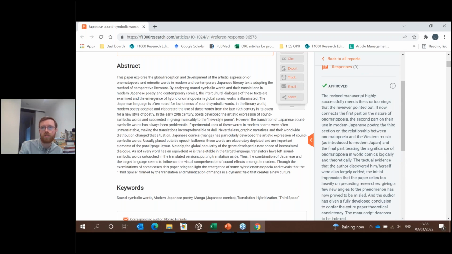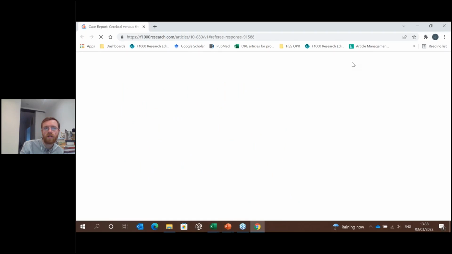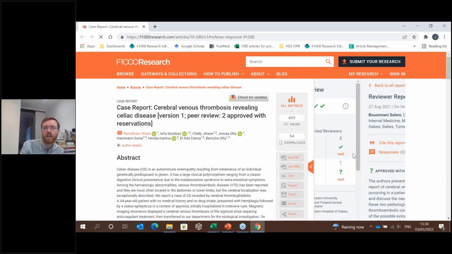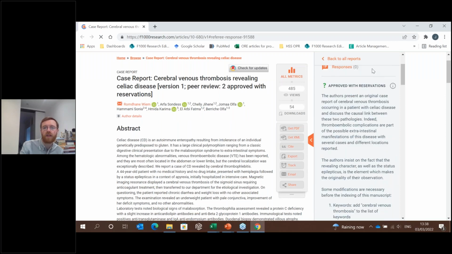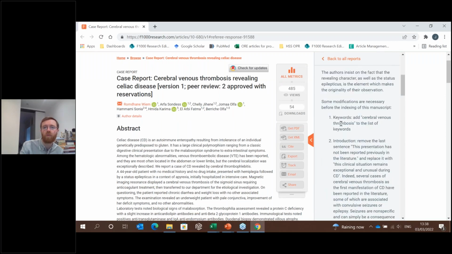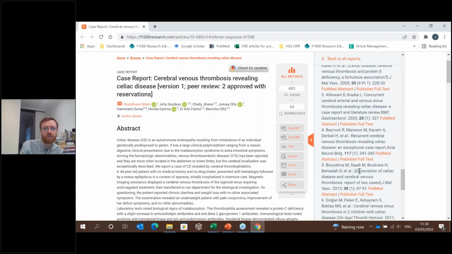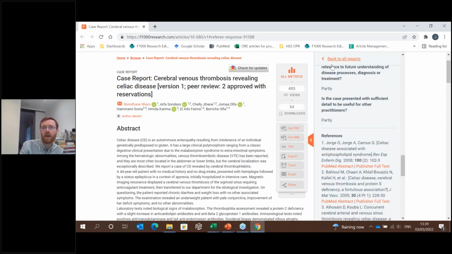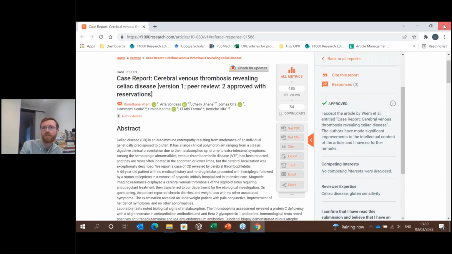We also, looking back, have an example here of a medical case report. And again, similar good scholarly practice here, where there's a bit of a summary of the case, and then a bulleted list of where improvements and clarifications need to be made, and a full list of references, which we always like to see. And then upon re-review, they have approved the report.